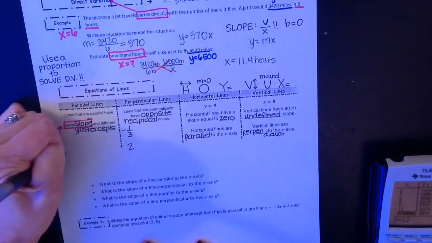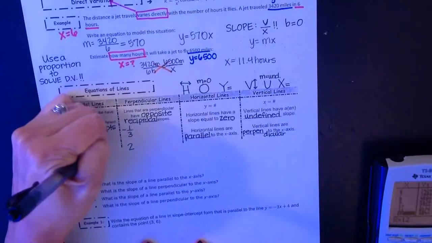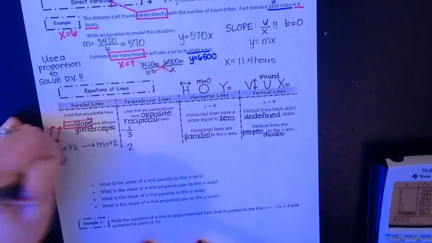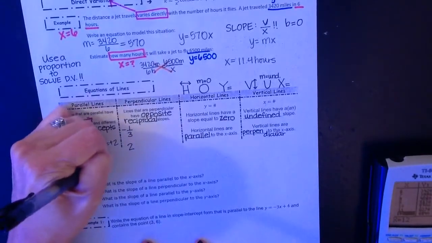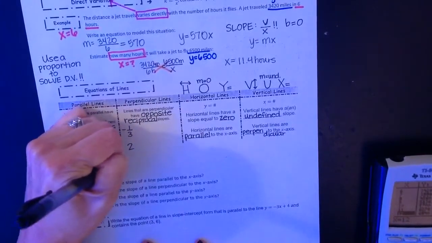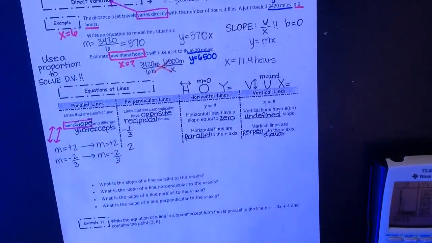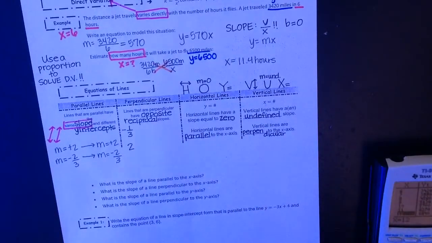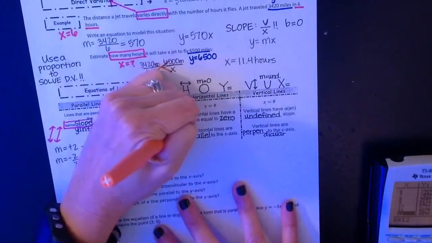So if the slope of my first line is positive 2, that means the slope of my second line has to also be a positive 2. If the slope of my line is a negative 2/3, the slope of my other parallel line has to also be a negative 2/3. They're the same. They have to match so that they have the same lean. Perpendicular slopes, however, have opposite reciprocal slopes. Okay?